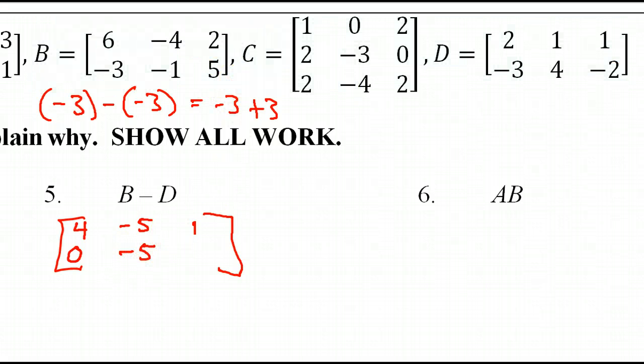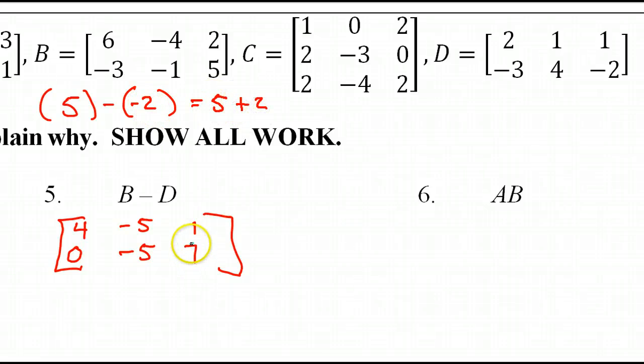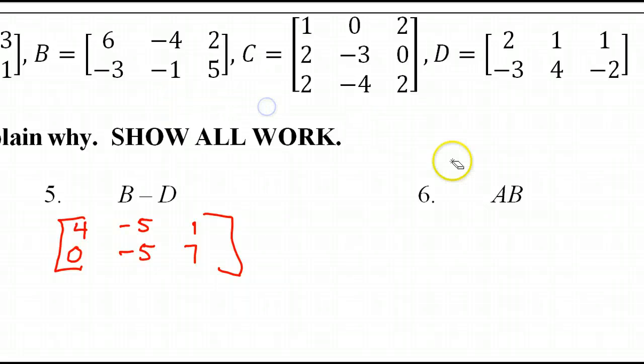And 5 minus -2 is 7. Okay, again, it's that whole minus and negative thing. So I said we had 5 and then -2, so we have to do 5 minus -2. That's the same thing as 5 plus 2, that's why it's 7. So this would be your answer to number 5. Okay, what about A times B?